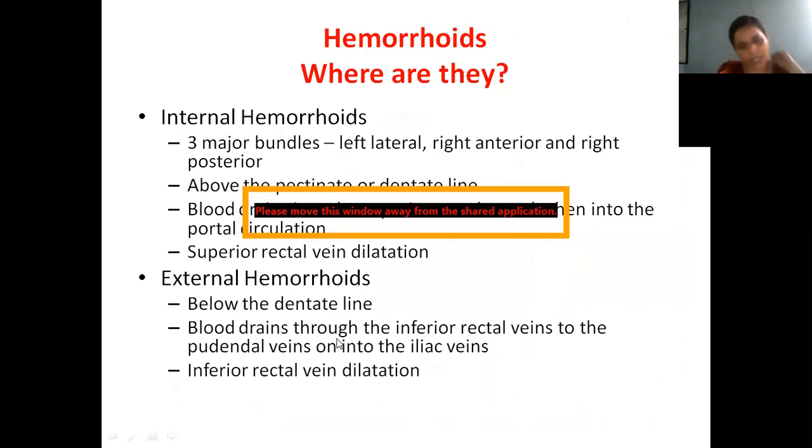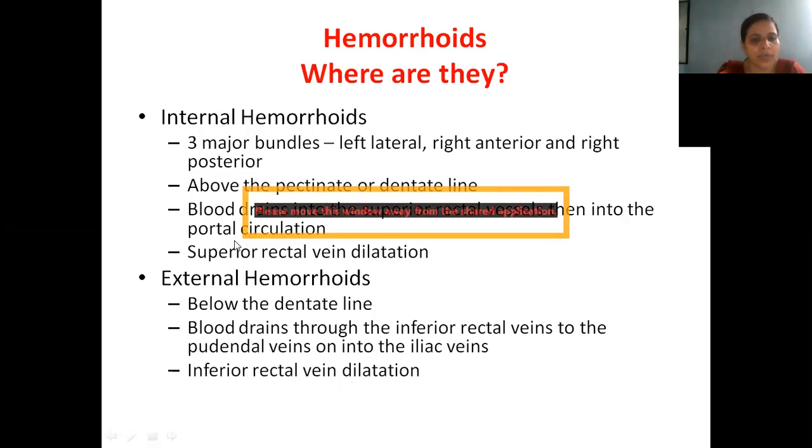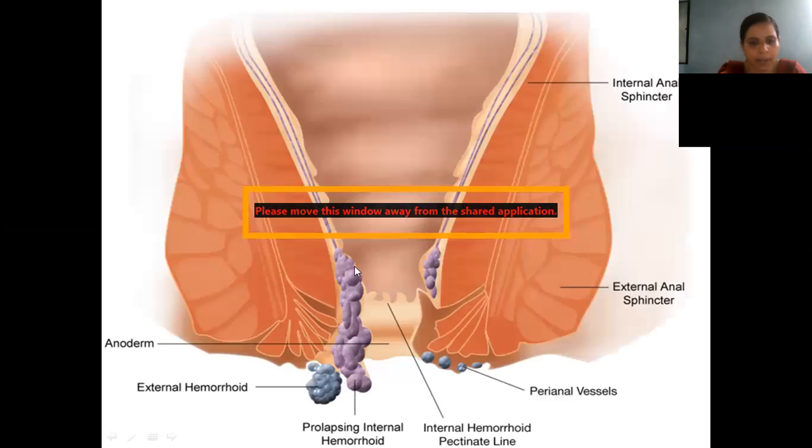Blood is draining through the inferior rectal veins to the pudendal veins, and also into the internal iliac veins. You will see all these veins are dilated in case of external hemorrhoids. The only difference is that external hemorrhoids are painful and internal hemorrhoids are painless. In external hemorrhoids you have the inferior rectal vein; in internal hemorrhoids, above the pectinate line, we have superior rectal vein dilatation. Try to understand these two major differences. Piles and hemorrhoids are nothing but synonyms.